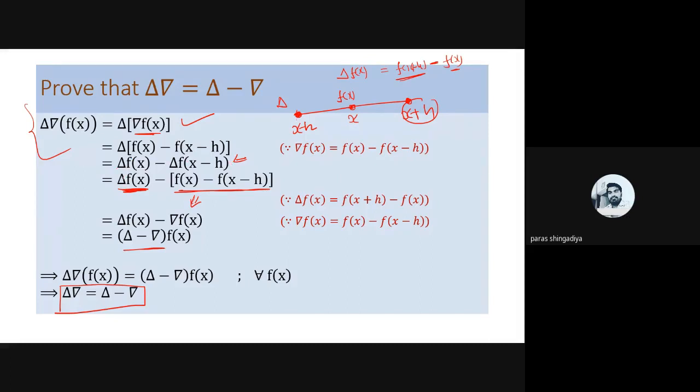And delta f(x) we consider as it is here, and now we are putting the formula of delta f of x minus h, that you have to create. We do not have any direct formula for that. So how can we create this formula as per the rules of the delta operator?